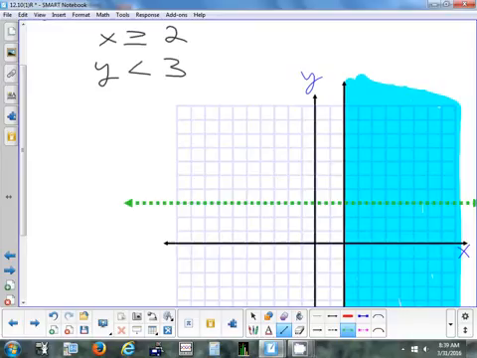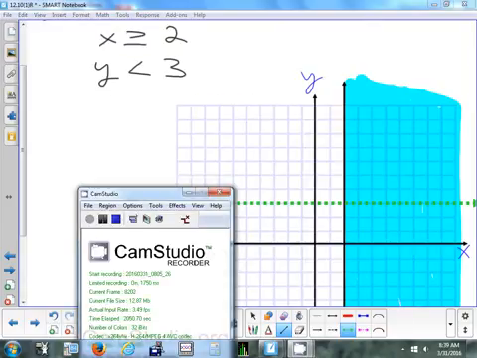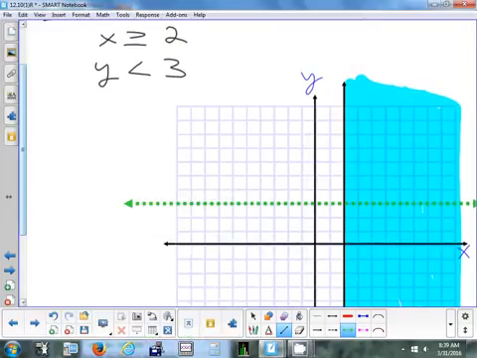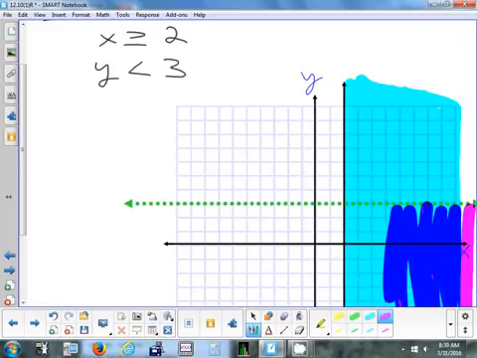Okay, now it's a less than. So do I shade above or below? What did we say? Yep. Think less than. Less than is below. Remember less than? Yeah, less than is below. Okay, so shade everything below.